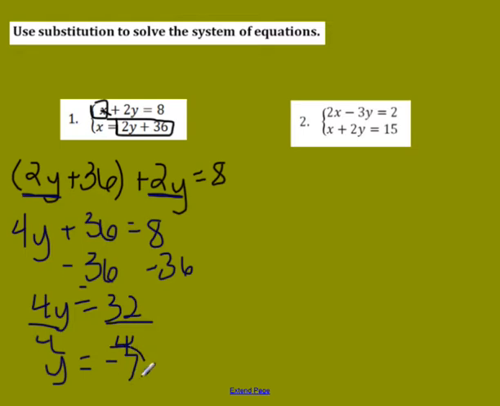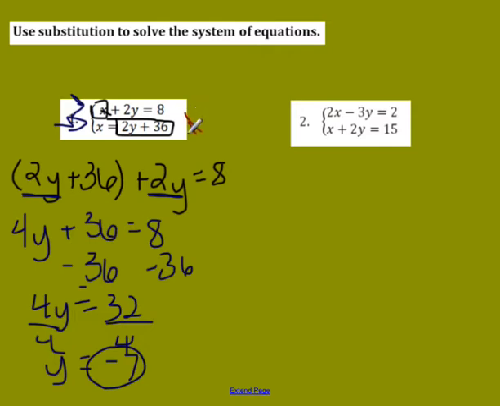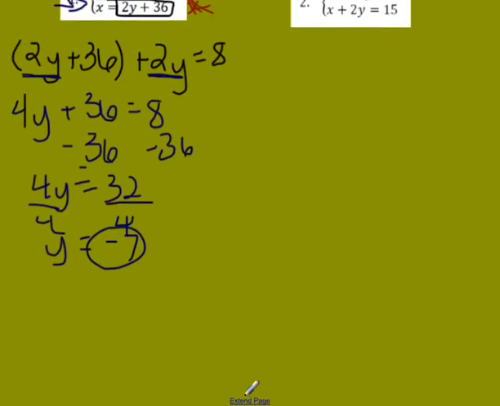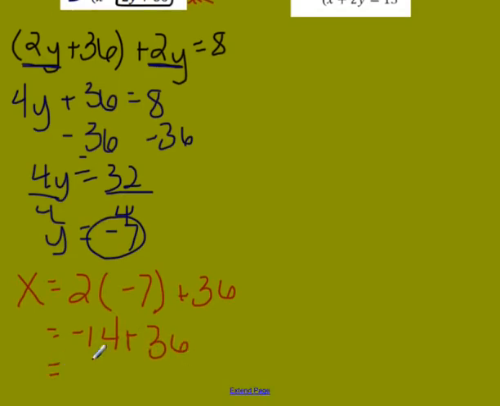So now that we know that y is equal to negative 7, I can plug it into either equation up here. It doesn't matter which equation. To me, it's smarter to plug it into this equation right here, because that one's already solved for x. So when I plug in y, I have less solving that I have to do. So I still don't know what x is equal to, but I do know now that my y is equal to negative 7, plus 36. So 2 times negative 7 is negative 14, plus 36. Add those together and you get 22. So I get x is equal to 22.